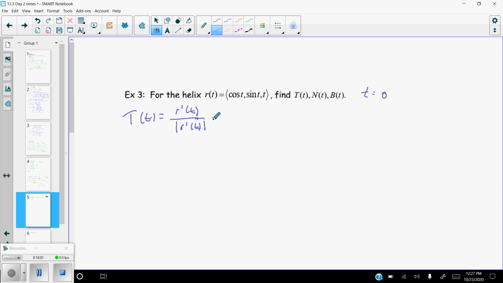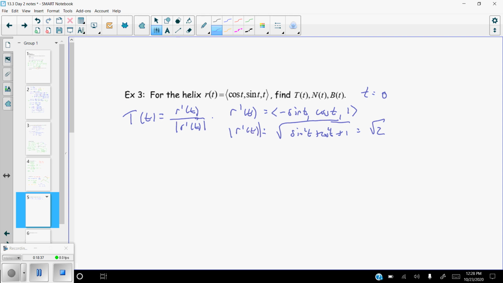So let's find r prime of t. R prime of t is going to be negative sine t, cosine t, 1. The magnitude of that is going to be the square root of sine squared plus cosine squared plus 1, which is going to be, since sine squared plus cosine squared is 1, the square root of 2.